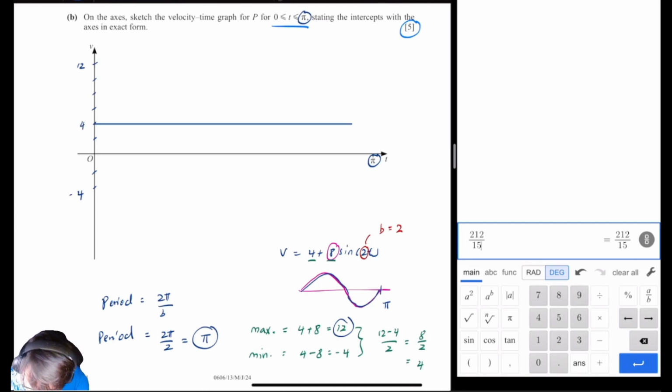Stating the intercepts in exact form. I would recommend you put coordinates on every intercept on the graph. And after that, since this is pi, half of it will be pi over 2.